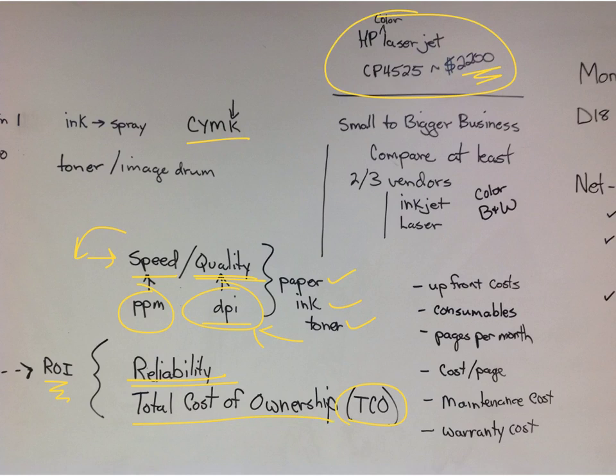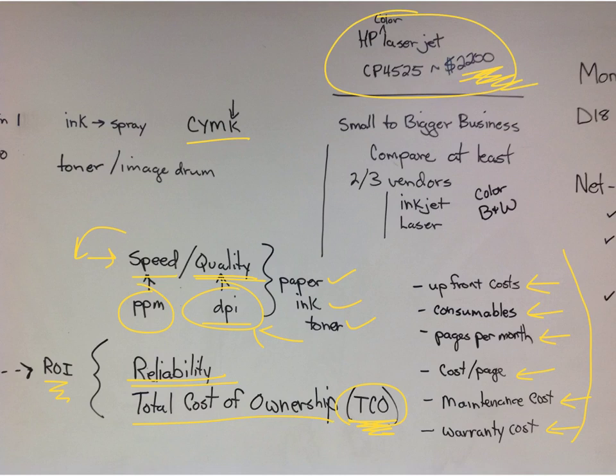So if we were to look at total cost of ownership, you've got to buy the printer, and you might say, well, a laser printer is way expensive, so I'm going to buy an inkjet printer for a couple hundred dollars rather than a couple thousand. Well, consumables, how many pages you're printing per month, the cost per page, and if you can calculate any maintenance costs, and if you're buying a warranty for the device. So these are all important elements of your total cost of ownership.